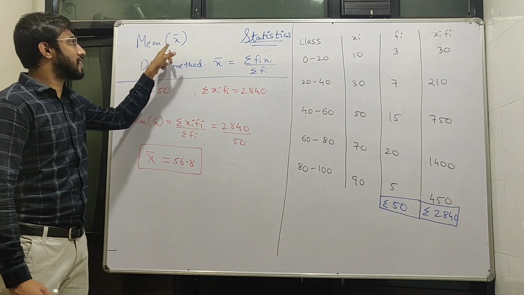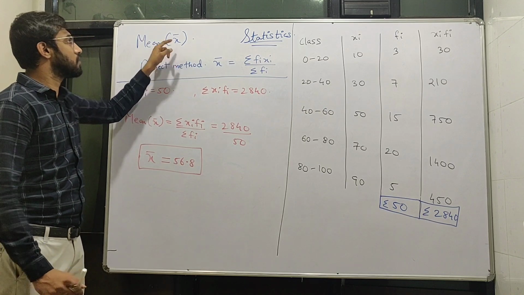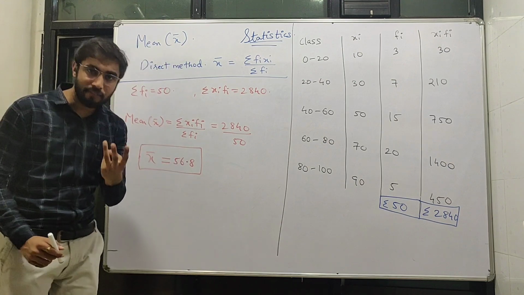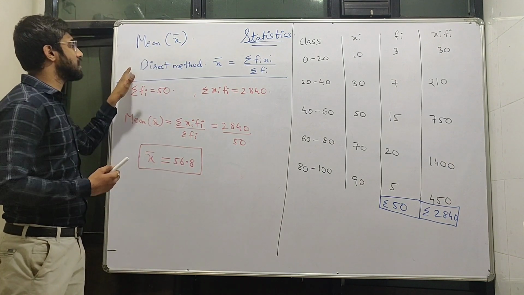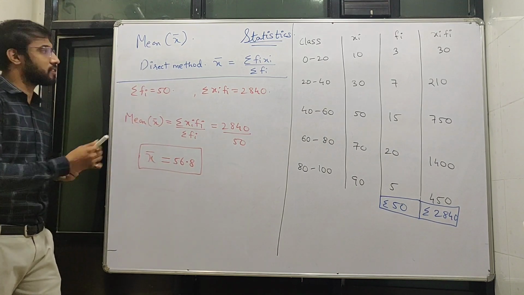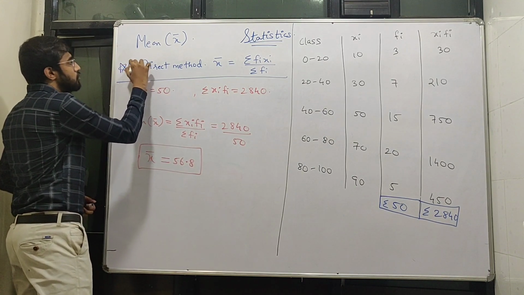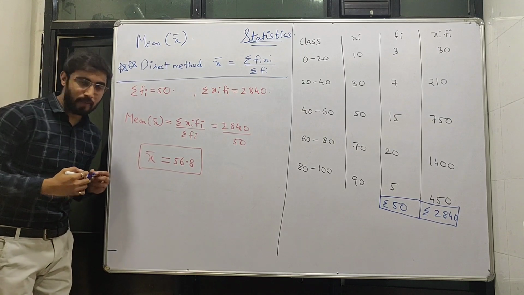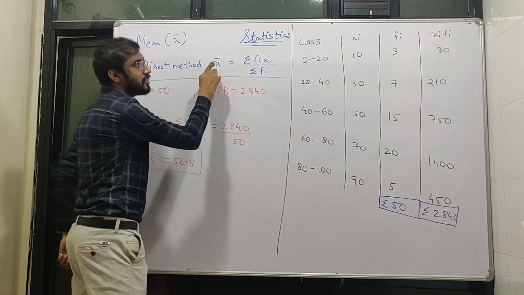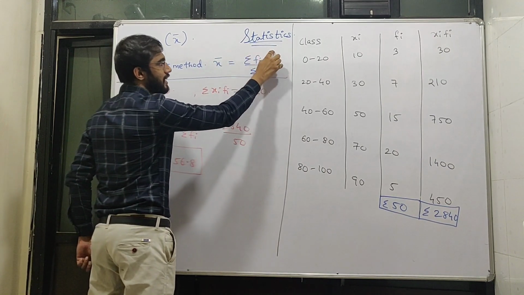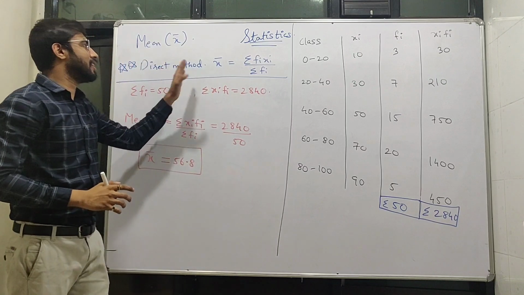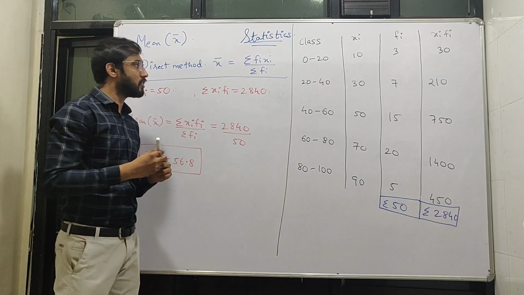We'll start with the first numerical today of mean. Mean is denoted by x bar. We know that mean has 3 different formulas to solve. The first one is the direct method, second was the assumed mean, and third was the step deviation. The first numerical we'll solve today is the direct method numerical. So the direct method formula is x bar, that is for mean, is equal to summation of fi xi upon summation of fi.